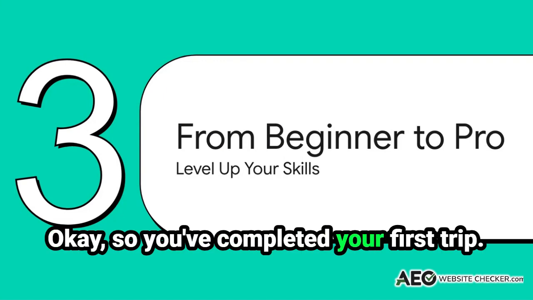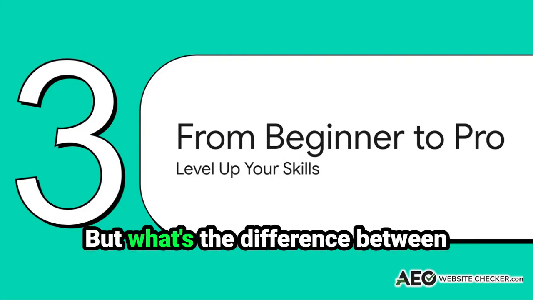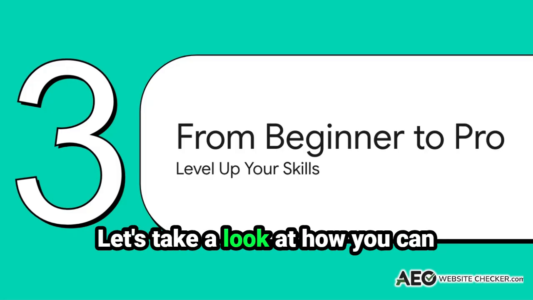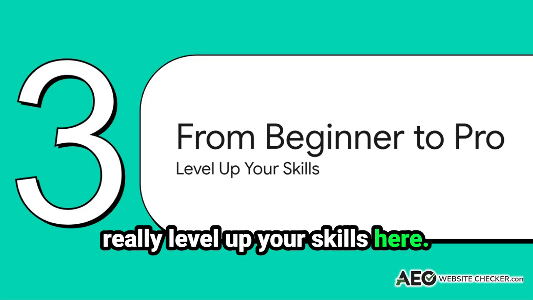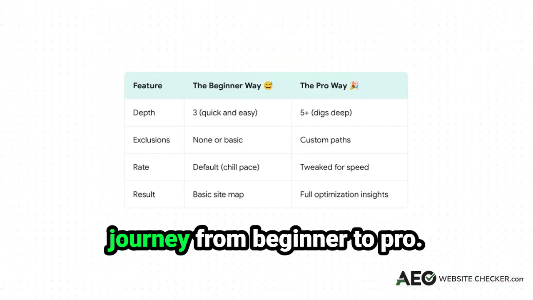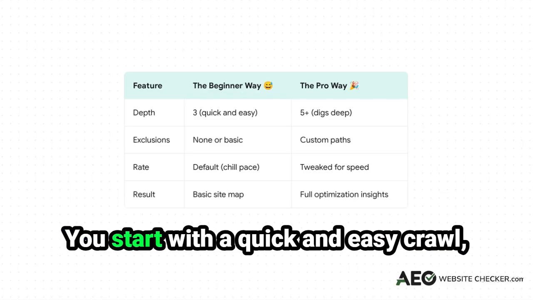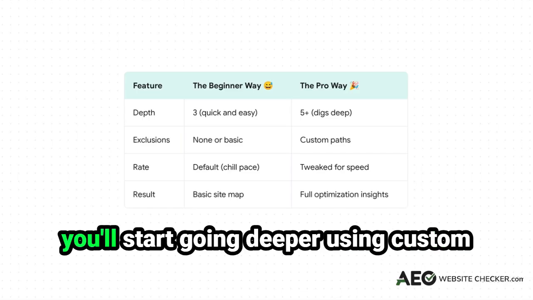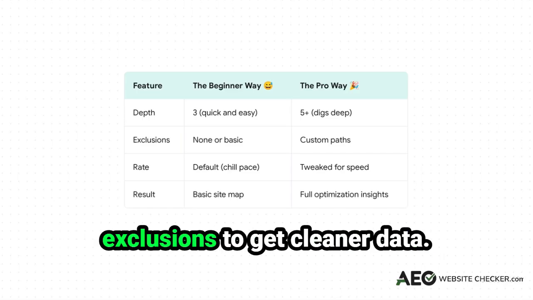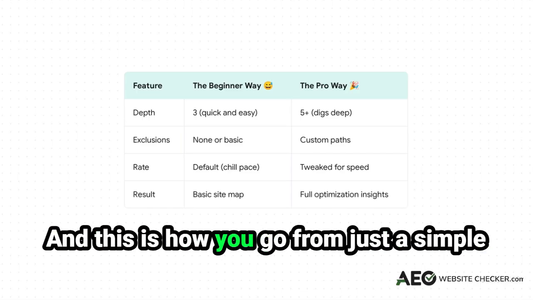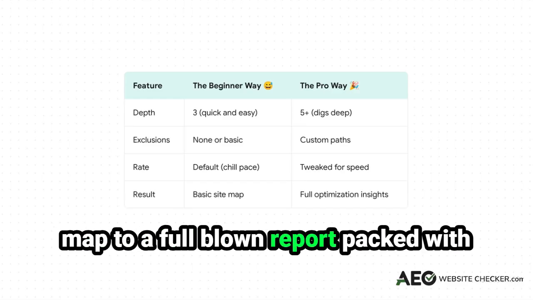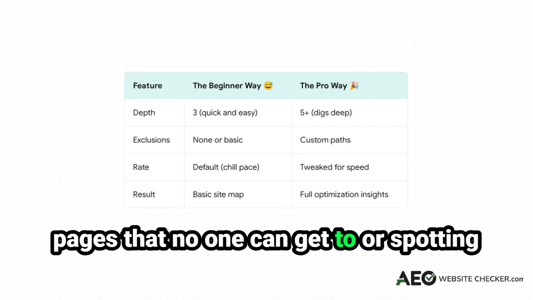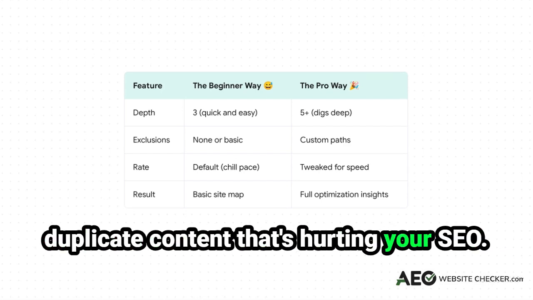Okay, so you've completed your first trip. Awesome. But what's the difference between that first simple drive and becoming a seasoned pro at this? Let's take a look at how you can really level up your skills here. So here, you can really see that journey from beginner to pro. You start with a quick and easy crawl, and you get a basic but useful sitemap. But as you get more comfortable, you'll start going deeper, using custom exclusions to get cleaner data. And this is how you go from just a simple map to a full-blown report packed with incredible optimization insights, like finding pages that no one can get to or spotting duplicate content that's hurting your SEO.